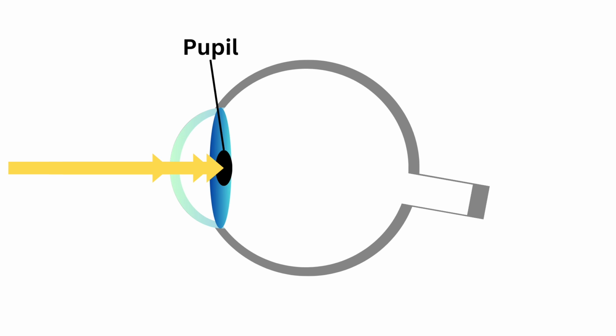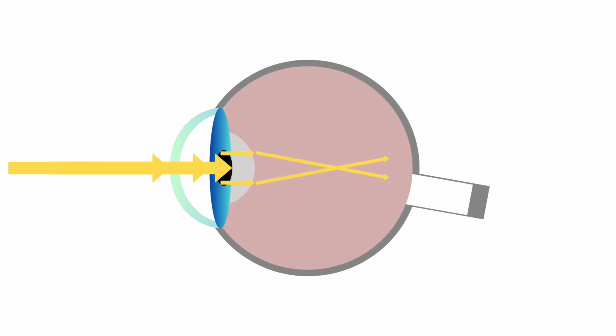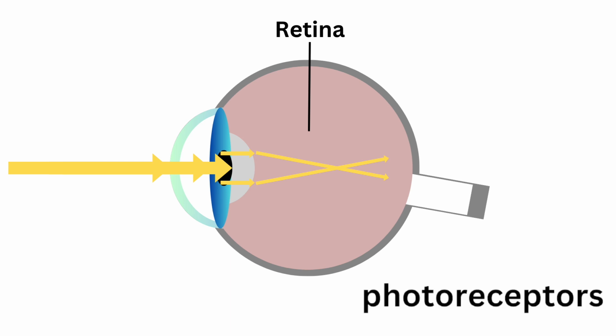Once the light passes through the pupil, it goes to the lens. The lens is made up of transparent tissue that bends light rays so that they are even more focused. The lens bends the light rays so much that they become crossed as they move on to the retina. The retina is made up of cells that we call photoreceptors. These photoreceptors line the wall of the eye and help us see colors and shapes.